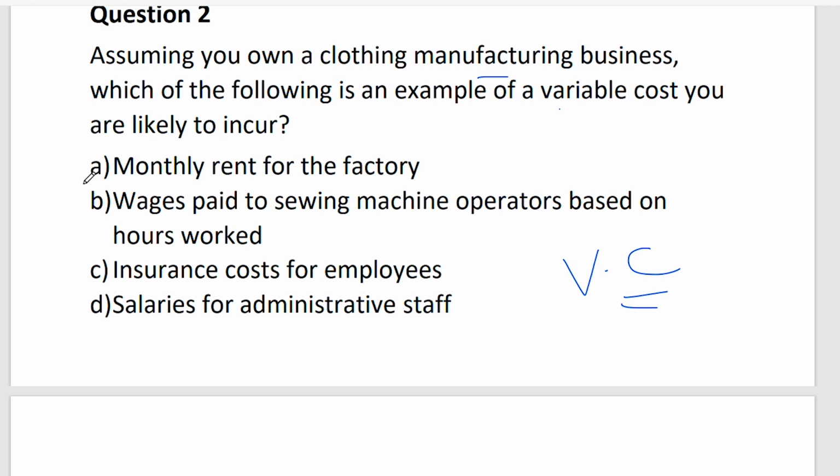And so in this question, is it monthly rent? We know that's a fixed one. Wages paid to the sewing machine operators based on hours they work. The more hours they work, the more you pay them. And so that's the variable cost, because insurance premiums tend to be fixed. Salaries for the admin tend to be fixed. So the answer here is B.